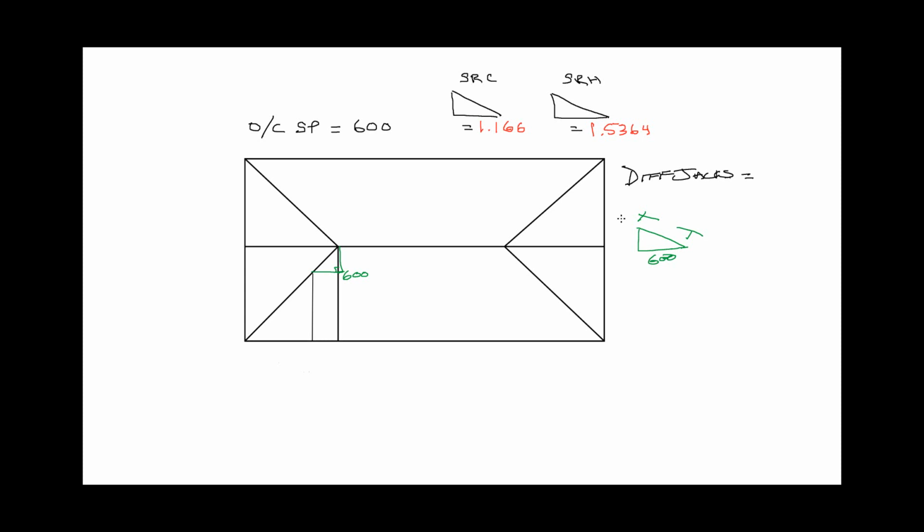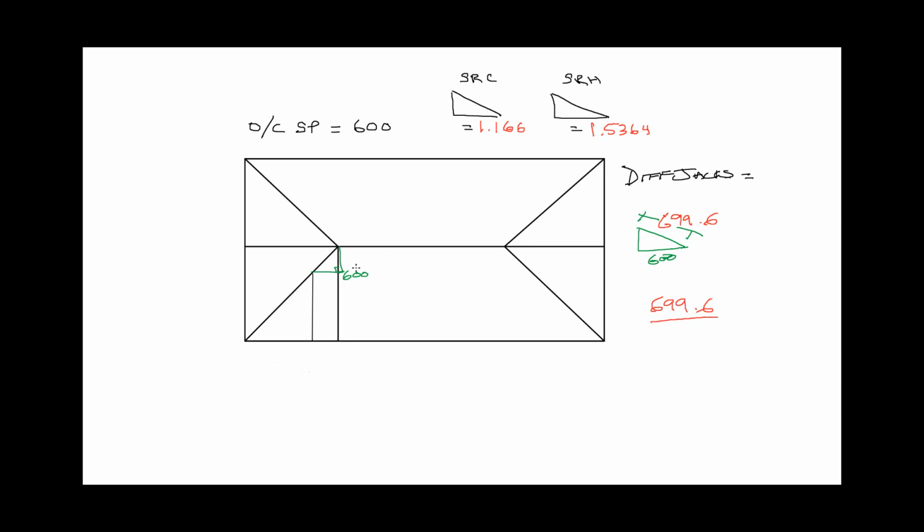So we'll take 600, I'll do this on my calculator, and we'll multiply that by slope ratio common, 1.166. So what we get is our difference in jacks is going to be 699.6. Let's write that a little neater here: 699.6. For every one space, we subtract 699.6 off of the line length of our common rafter.